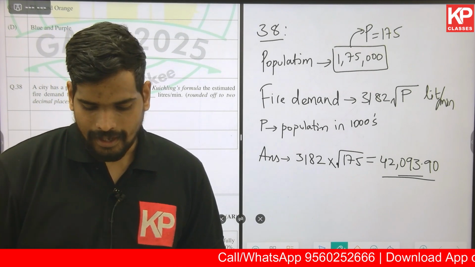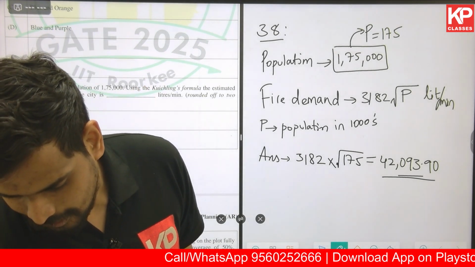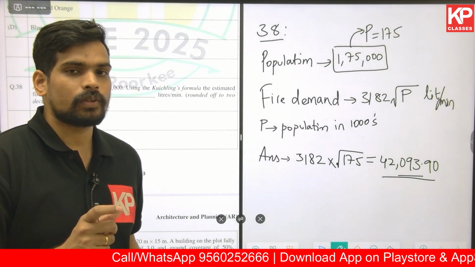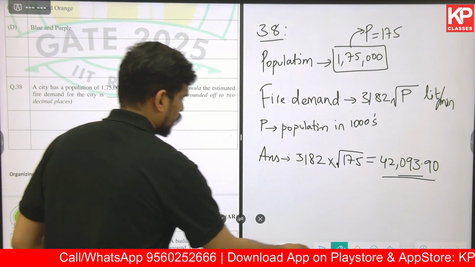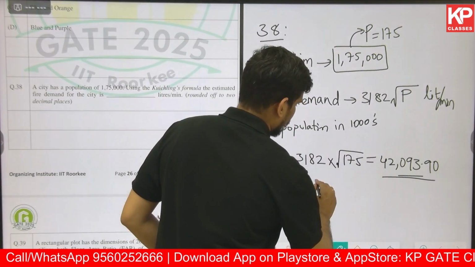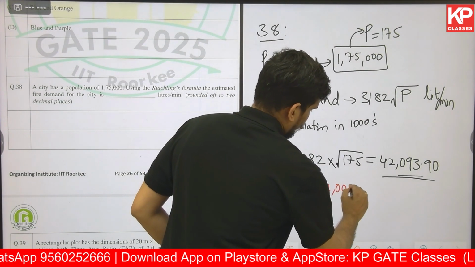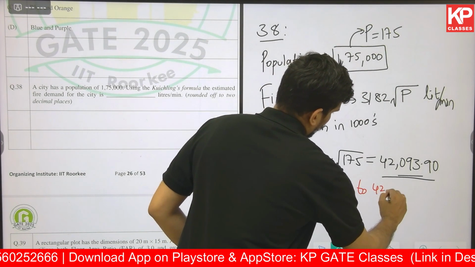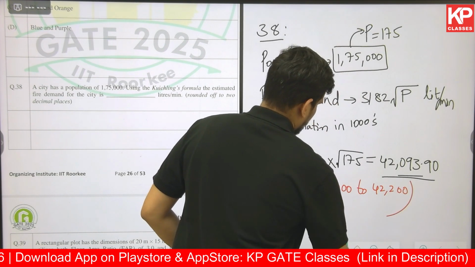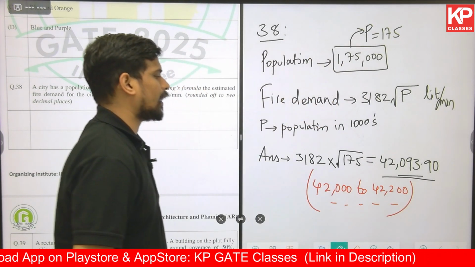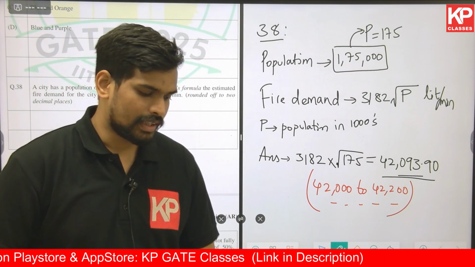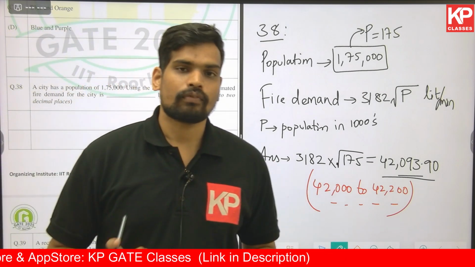As per the official numerical answer key, the range is given as 42,000 to 42,200. That's the answer key given. 42,000 to 42,200 in liters per minute, and our answer is absolutely within the range, that too in the mid range. So that would be the answer.